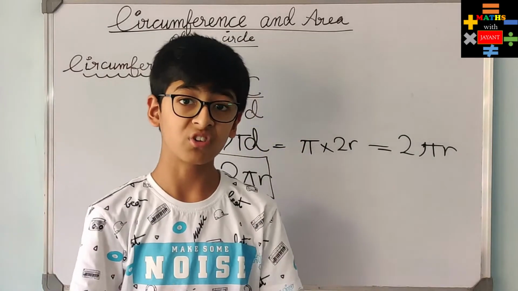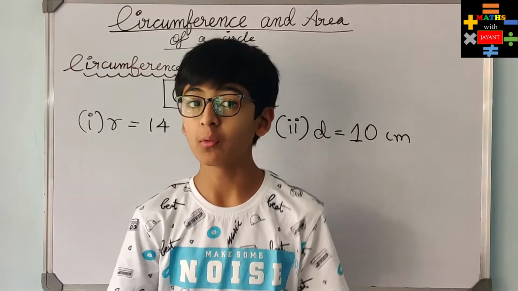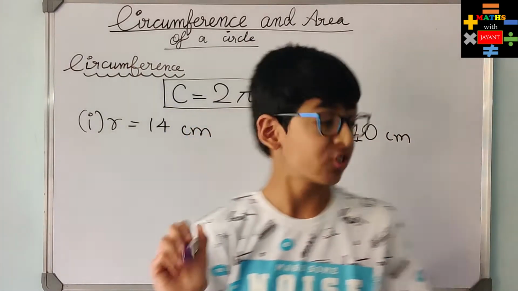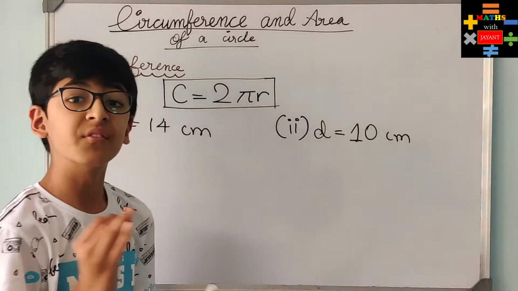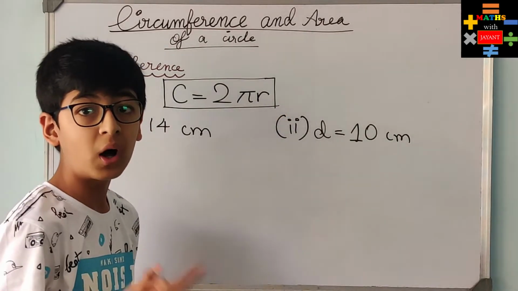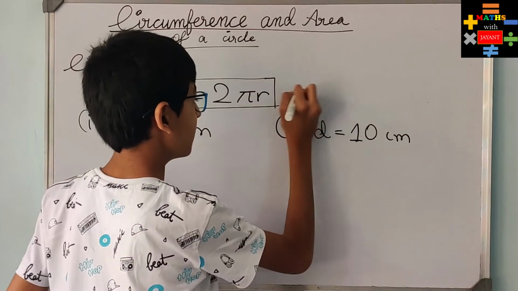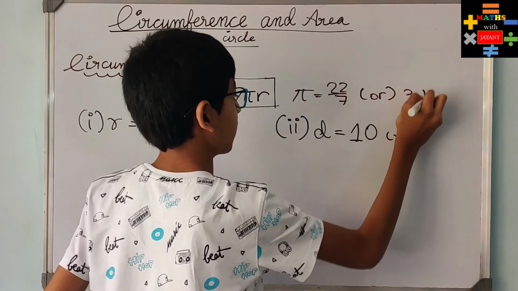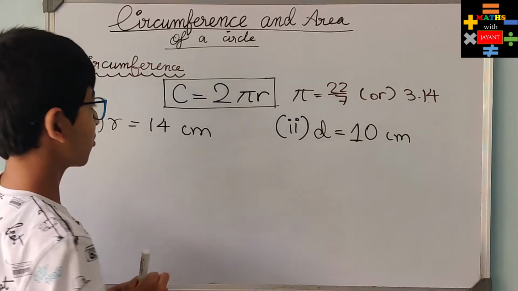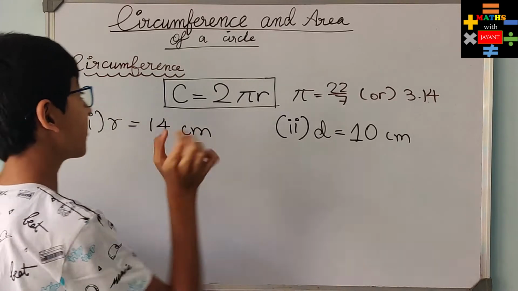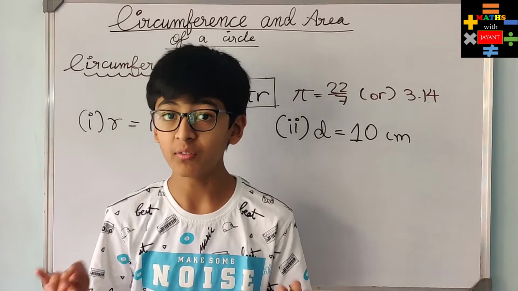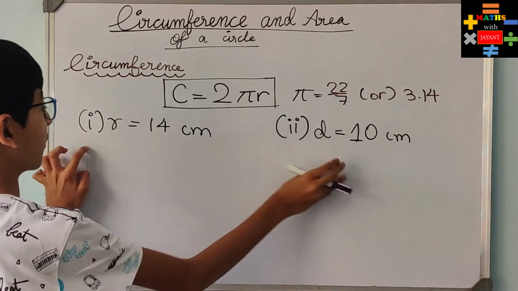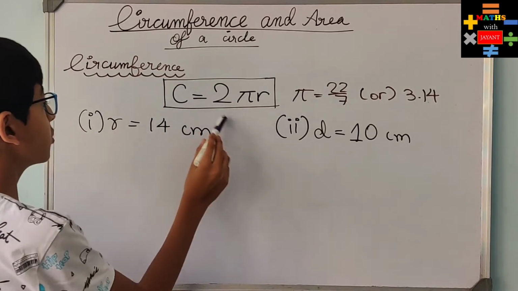Let's try solving some questions on circumference. So our questions are on the board. Let's start solving. So we have our first and second question, and I've written the formula that circumference is equal to 2 into pi into r. And remember, pi is equal to 22/7 or 3.14. Let's start solving our questions. What's our first question? Radius equals 14 centimeter. How do we solve this question? So what is our formula? We need to find the circumference. Circumference is equal to 2 pi r.